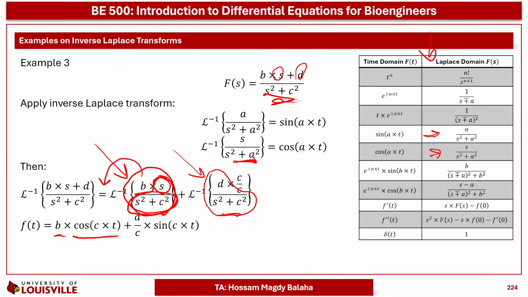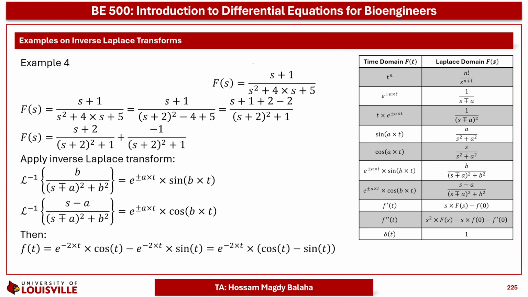So as a trick, you can add C over C, because C over C is 1, so we didn't do any additions in the equation. What is the benefit? The benefit is now we can take this C over S squared plus C squared to convert it into sine CT. What about the rest? They are constants, so multiply by them, D over C, which will be like that. So simply try to manipulate the function to find some patterns to convert it back to the time domain.